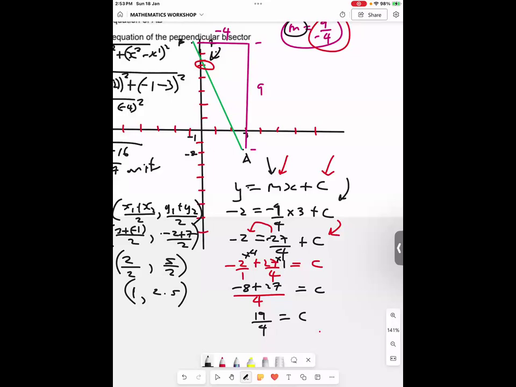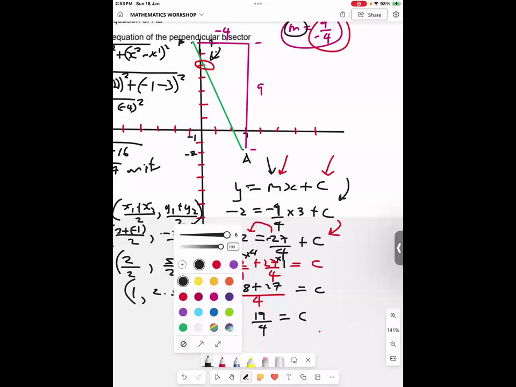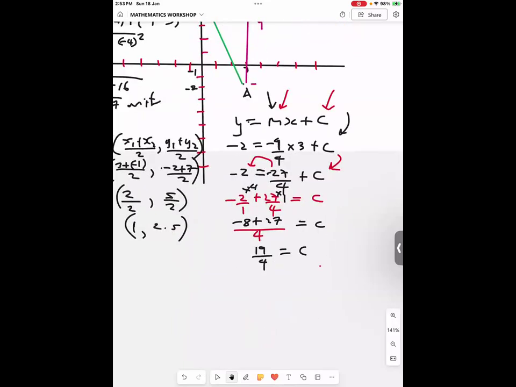All right, now that we have C, we can draw our conclusion. Now we're finished. We can say that therefore the equation of the line is y equals negative 9 over 4 x plus 19 over 4. And that is it.